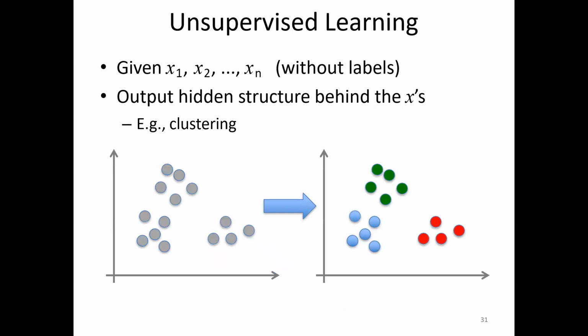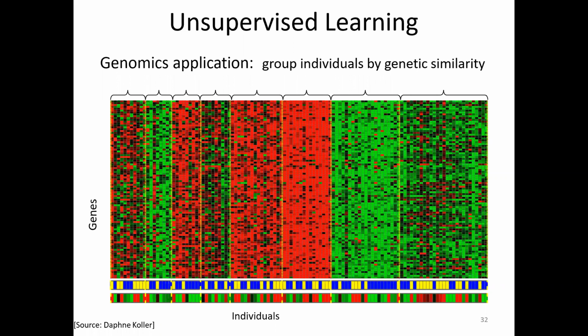Okay, unsupervised learning. If we have given X1, X2 as features without labels, here we try to group them in clusters. We call it clusters. Here for the genomics application, group individuals by genetic similarity. So here greens are from the same cluster, blues, red, whatever. Based on the genes, they classify them.